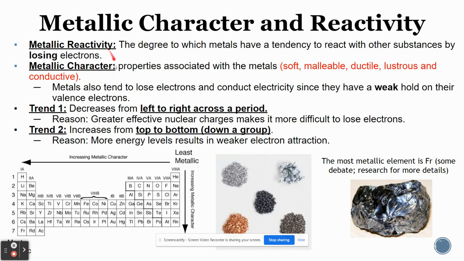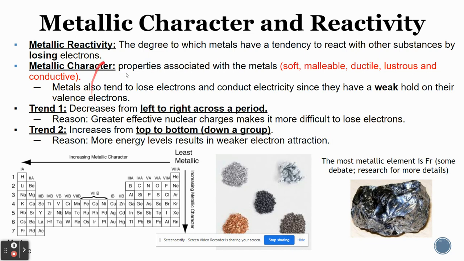So associated with that idea is metallic character. So basically, how good of a metal are you? The metallic character is basically just properties associated with metals. So that's things like you're soft, you're malleable, you're ductile, you're lustrous, you're conductive. That's all part of metallic character.